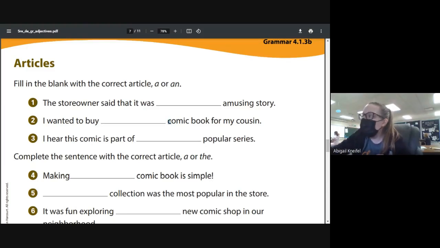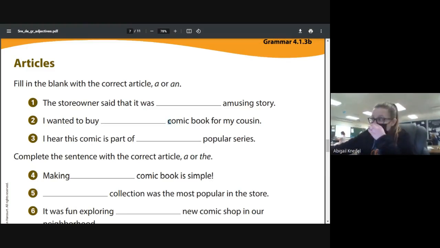The next one: I wanted to buy blank comic book for my cousin. Is C a vowel or a consonant? Consonant. So is it a or an, everyone? A. The next one: I hear this comic is part of blank popular series. What is P, a consonant or a vowel? Consonant. So is it a or an, everyone? A. So remember, vowels are A, E, I, O, U. If it doesn't start with A, E, I, O, U, then it is just a, not an.